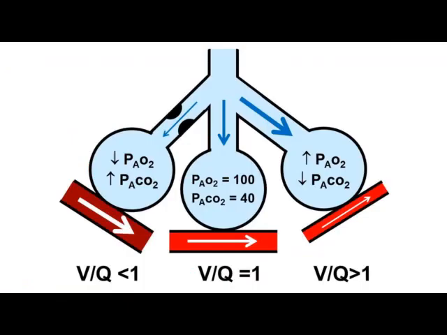The basics of gas exchange: alveolar O2 and alveolar CO2 are determined by VQ. The normal situation, VQ of 1, gives us an alveolar PO2 of around 100 and alveolar PCO2 of around 40. Increased VQ gives you increased oxygen and decreased CO2 relative to normal. Decreased VQ gives you decreased oxygen and increased CO2.